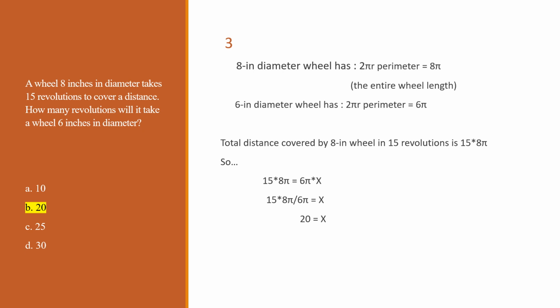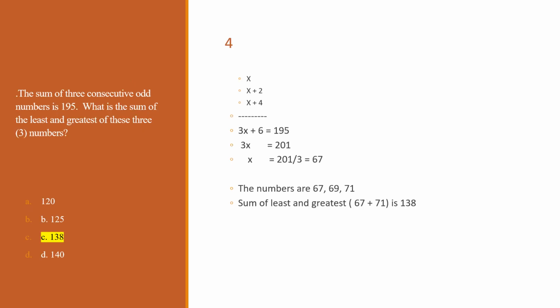So the distance covered by the 8-inch wheel will be 25 times 8 pi, and that should be equal to the 6 pi times x revolutions. Okay, so transferring the 6 pi to the left hand side will isolate x, and x is equal to 20 revolutions. For number 4, we are given that the sum of 3 consecutive odd numbers is 195.